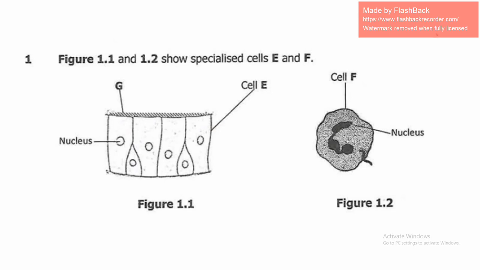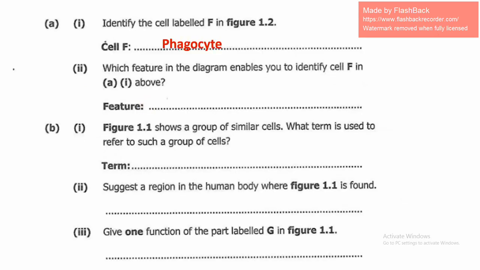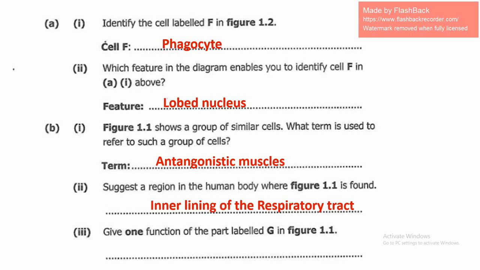C-I-L-I-A, cilia, okay? So this part labeled G is the cilia. Now, the question is saying give one function of the cilia, the part labeled G. So we've said the function: if it is in the respiratory tract, they are trying to trap dust particles. If it is in the fallopian tube, they are helping the movement of the ovum into the uterus. As simple as that. So you can just pick any.